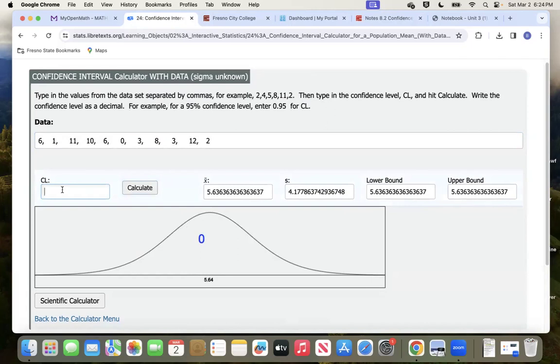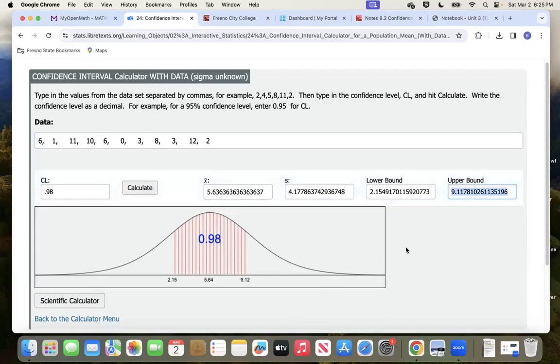Yep, got to do that. What was the confidence level? 0.98. Remember, it's got to be a decimal. Let's try it again. Calculate. There we go. That's better. So I hit calculate after I put in the 0.98 over here for the confidence level, because that's what they told me. Now it's telling me the lower bound, 2.155 when it's rounded, and the upper bound, 9.117 or 9.118, either one. There they are, the lower bound and the upper bound, giving me the information I need.